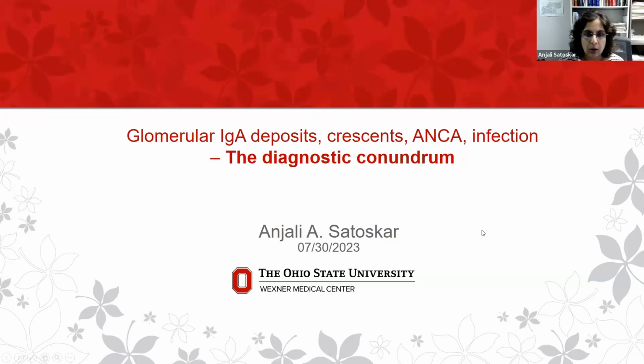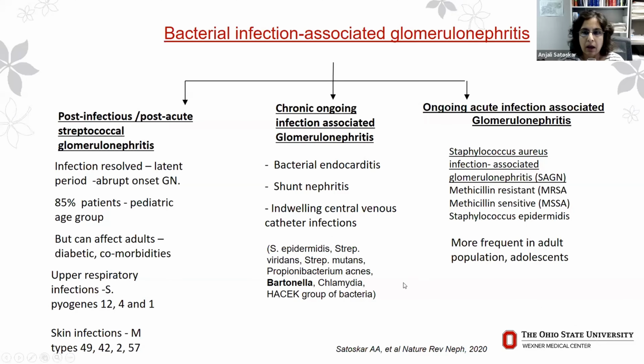It's a slightly long lecture. I just have two introductory slides here. When I think of or when I talk about infection-associated GN, I usually conceptualize it under three heads. Our conventional post-streptococcal GN on one side of the spectrum, and the other side of the spectrum is this ongoing or active infection-associated glomerulonephritis, like a concomitant infection and GN.